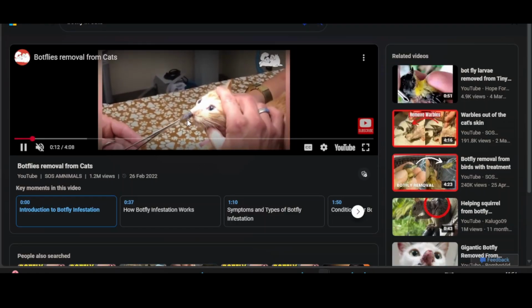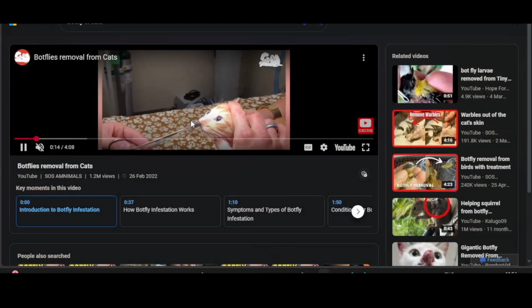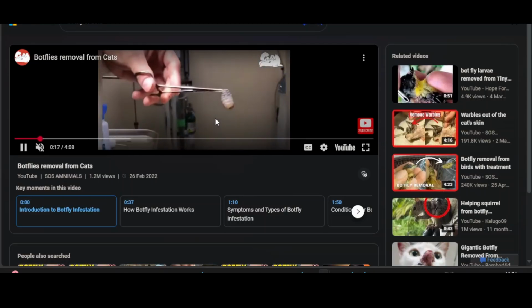This is an example of a botfly, which is a parasite. So this parasite was living inside the cat.